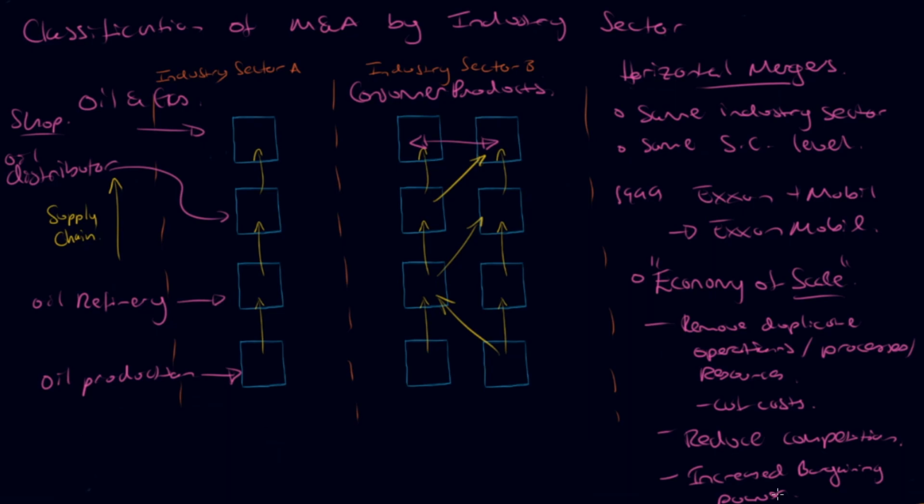Okay, so hopefully that clears up what we mean by horizontal mergers. Critically, they're in the same industry sector and the same supply chain level. So this would be horizontal, that would also be horizontal, but this would not be horizontal because it's crossing industry. And this would not be horizontal, because although it's not crossing industry, it's going across two levels in the supply chain. Okay, see you in the next video.